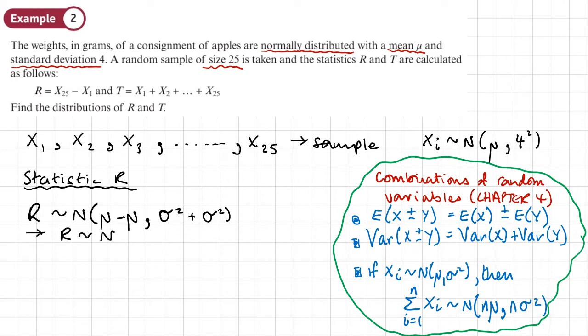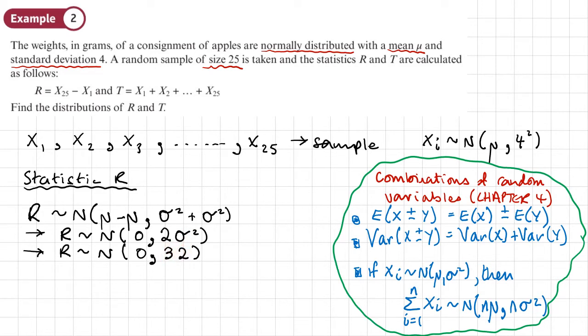So R is normally distributed with a mean of 0 and a variance of 2 sigma squared. Now in this question we know that the standard deviation is 4, so the variance is 4 squared. So we can now just replace the sigma squared with 4 squared. So we've got 2 times 4 squared, which is going to be 2 times 16, 32. Or we could write this as 2 times root 32 squared, because that's the normal way that we write it. But writing like this is fine.